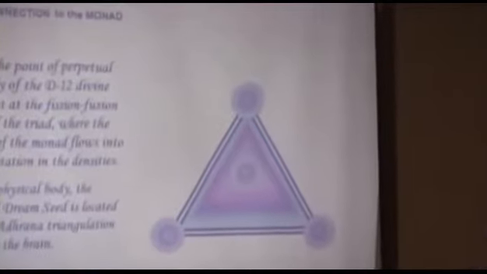In the physical body, this is the dimension 2 level. That is located in the adrenic triangulation in the brain, just a little in front of and below the pineal gland.